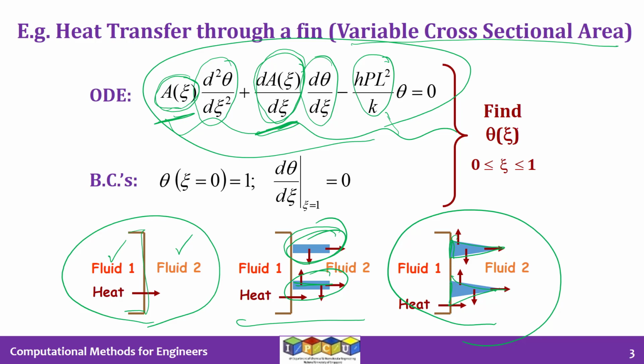Again, we are interested in finding out theta as a function of psi, the dependent variable as a function of the independent variable over this range 0 to 1 for psi. 0 would be the base of the fin, 1 would be the tip of the fin. So the two conditions that are required are given like this. One condition is provided at psi is equal to 0 and the other condition is provided at psi is equal to 1. So this becomes a boundary value problem.